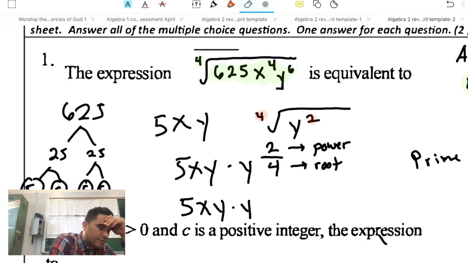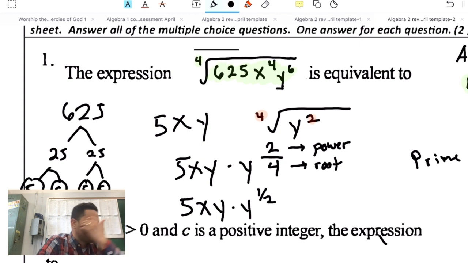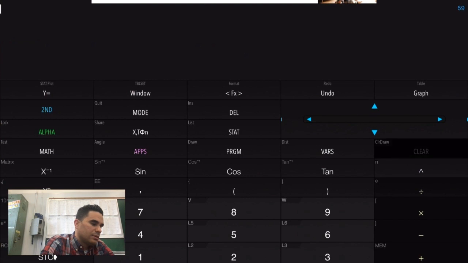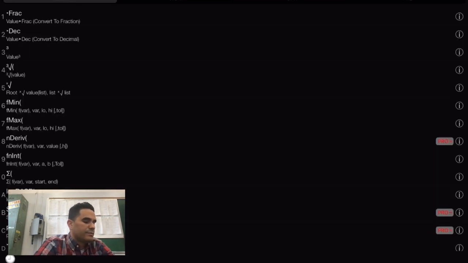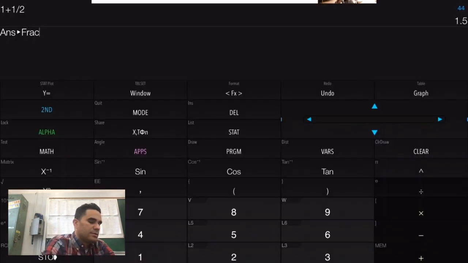Well, we simplify, it becomes y to 1/2, and we can actually combine these terms here. They're the same base, and we add the exponents, so we're going to add the 1 that's here and the half. Even if you do that in your calculator, let's see what comes up. If we do 1 plus 1.5, and if we do math, enter, we get 3 over 2.